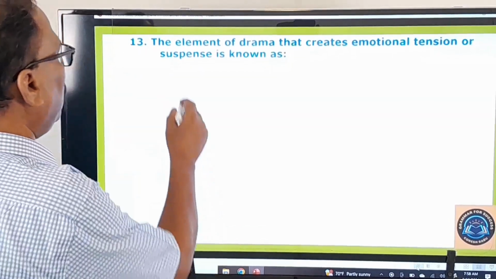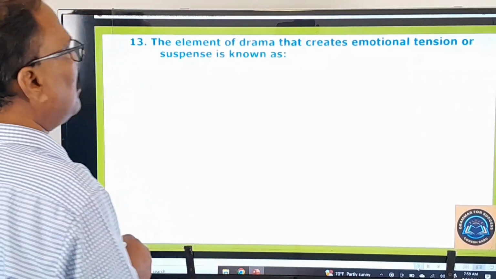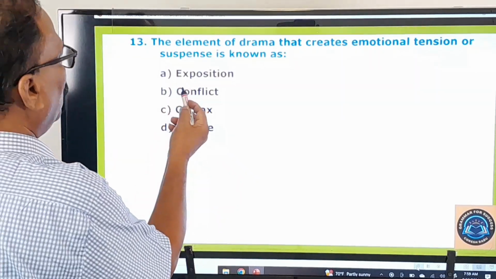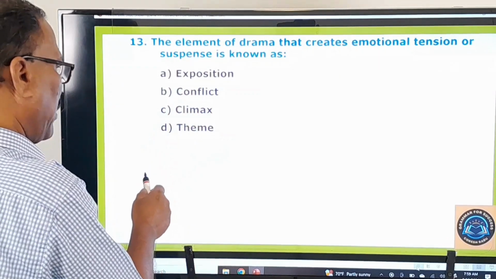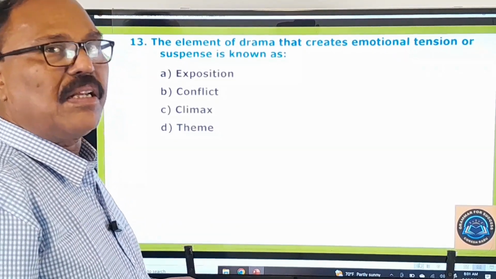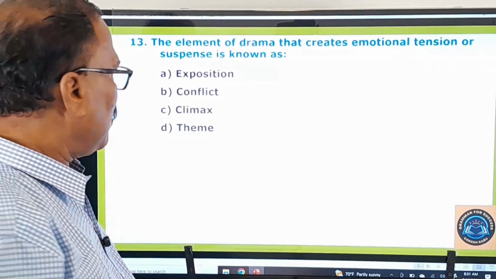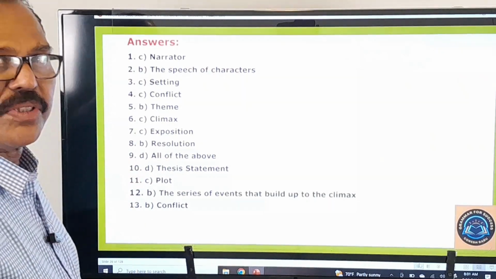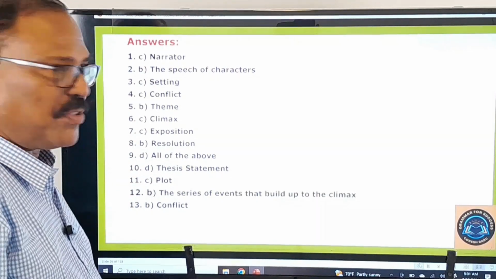And the 13th one, the element of drama that creates emotional tension or suspense is known as, again you know very well, exposition, conflict, climax, theme. So with this, this exercise comes to an end. Now we go to look at the answers. These are the answers for the questions 1 to 13. 13 questions are over. And with this video comes to an end.